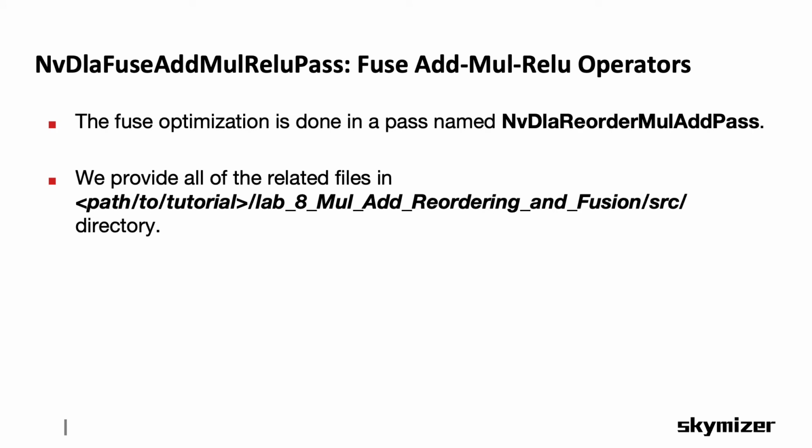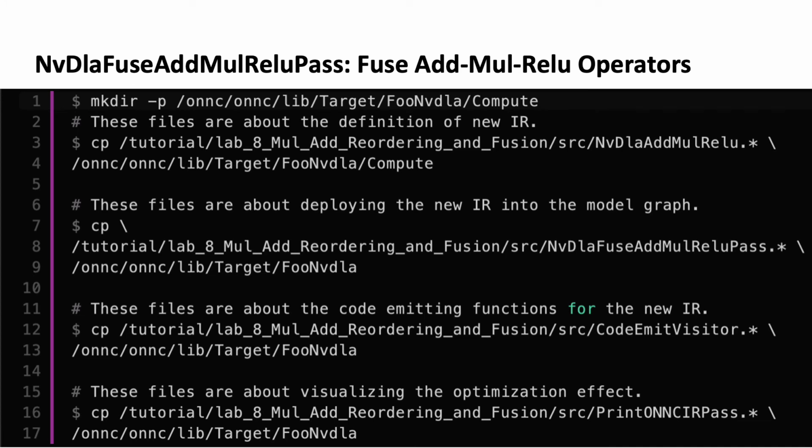After reordering the Mul-Add sequence, we need to fuse the Add-Mul-Relu operators into a new compound IR by the fusion pass. Like the previous pass, we provide all of the related files in the ONNC tutorial repository. Before we jump into the fusion pass, we need to add the definition of a new compound IR and the other related files into the backend. The details about how to create a new IR are similar to what was done in the previous lab, so we will skip them by using the related files from the ONNC tutorial repository.